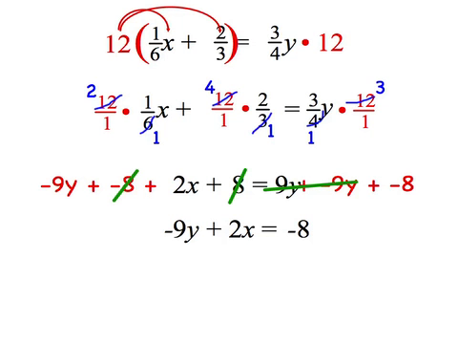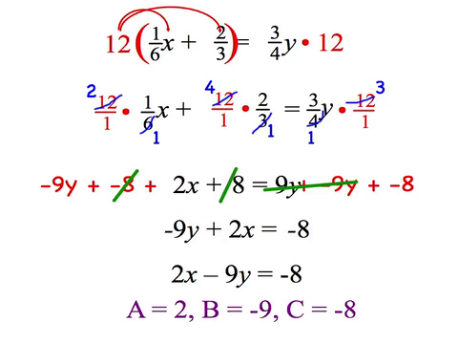And I hope that helps you understand why some people say, change the side, change the sign, because the 8, which was on the left, is now a negative 8 on the right, and the 9y that was on the right is now a negative 9y on the left. And the final thing we're going to do is rewrite the left side using the commutative property and also changing the plus negative 9y to subtract 9y. And we can identify that A is 2, B is negative 9, and C is negative 8.